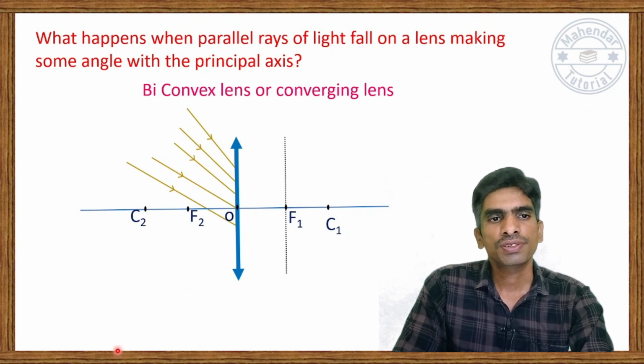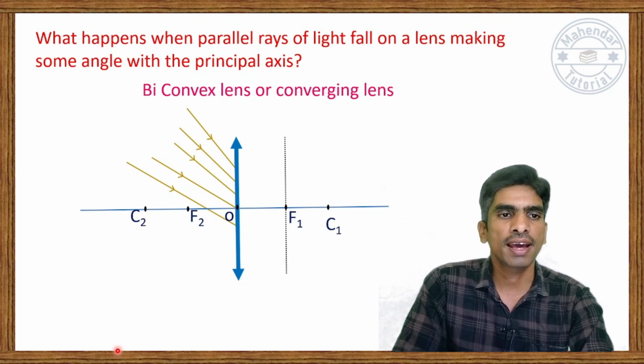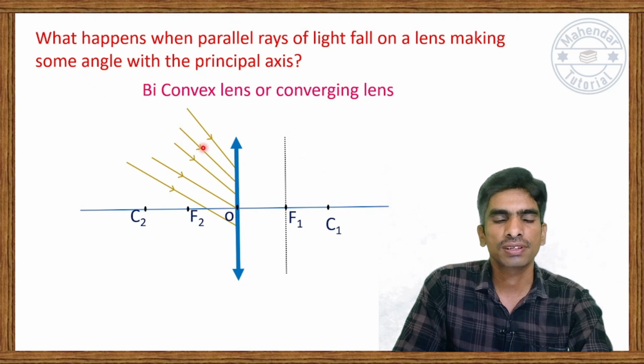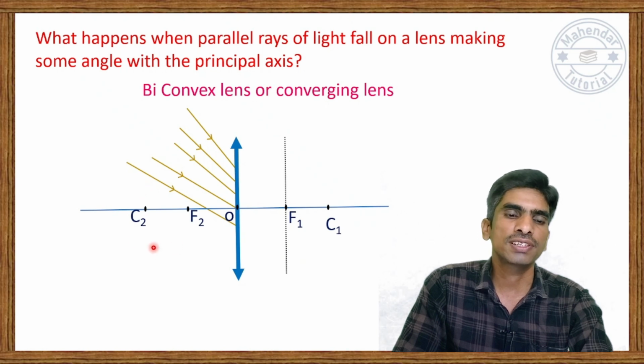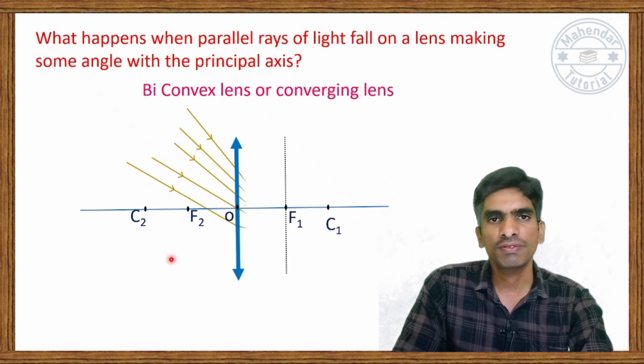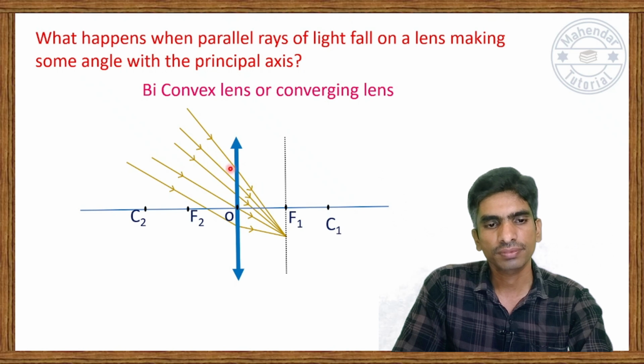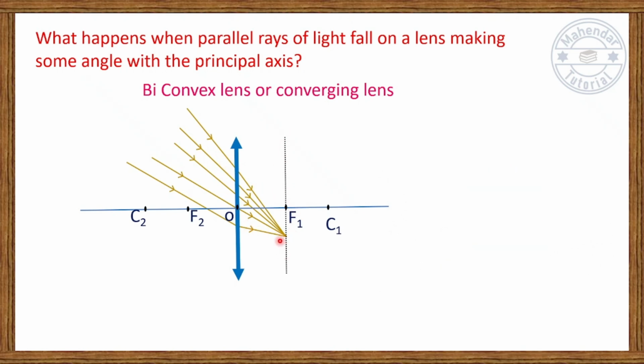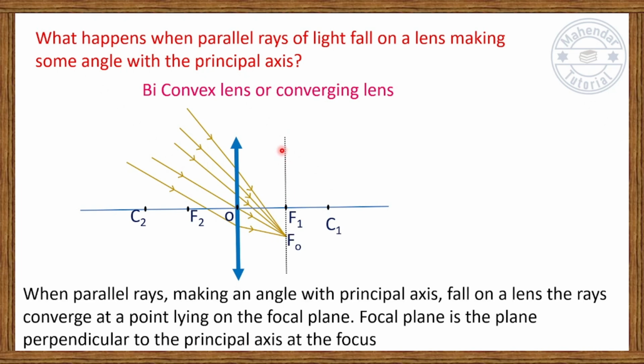What happens when parallel rays of light fall on a lens making some angle with the principal axis? Here we can see these incident rays are making some angle with the principal axis. In this case, how the refraction takes place we will see. All the rays are intersecting at this one point. Here this dotted line is known as the focal plane.